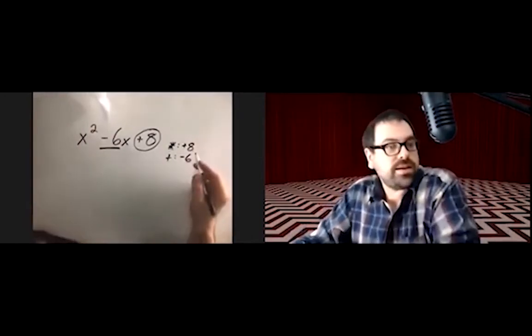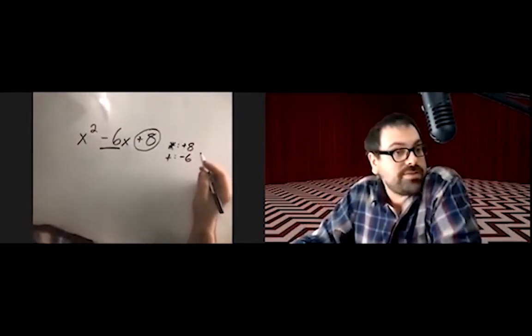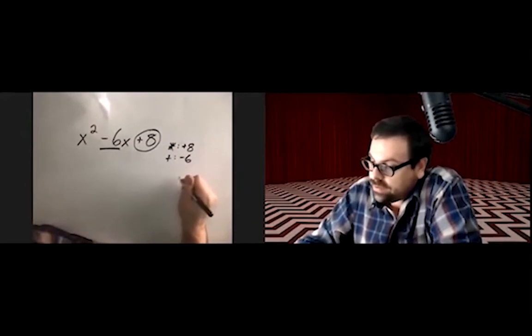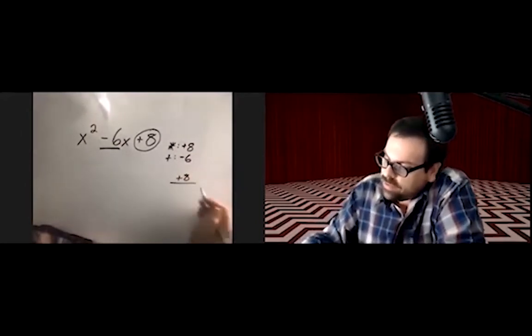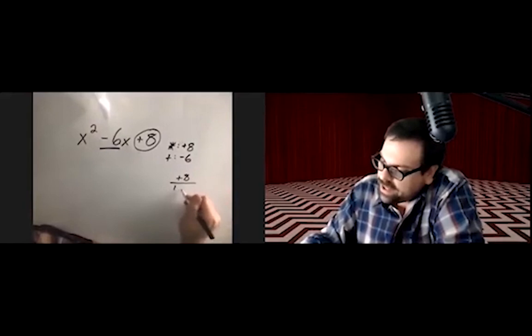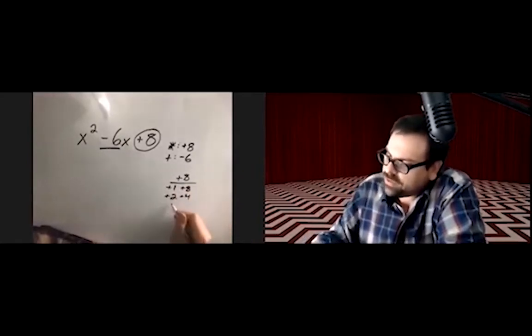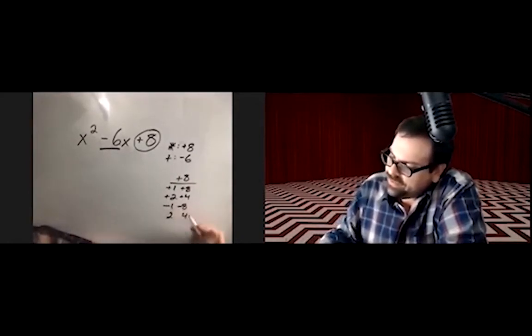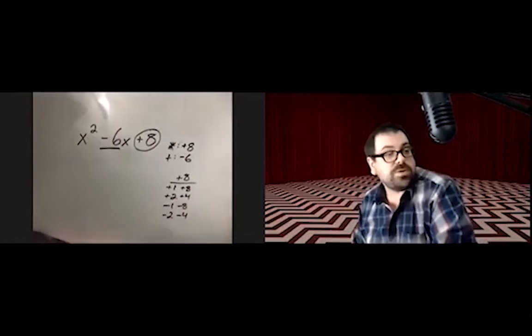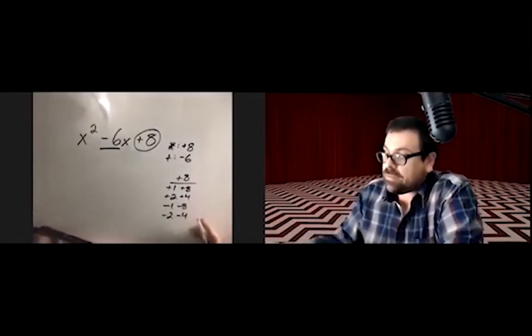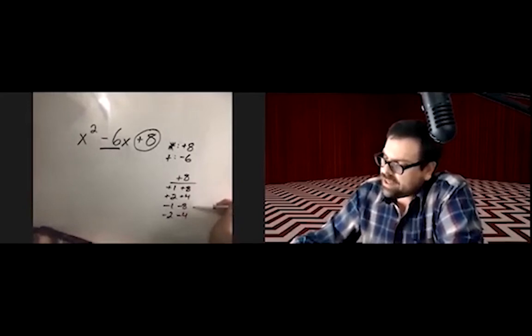So what are our numbers that multiply to positive 8? Well, the numbers that multiply to positive 8 would be 1 and 8, 2 and 4. But it's not just positive numbers. Remember also that a negative times a negative also is positive. So these are all the combinations that multiply to give positive 8.